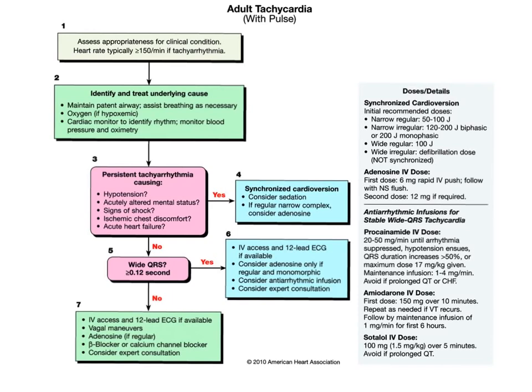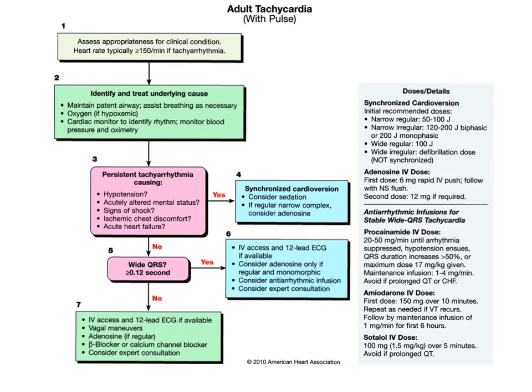Then adenosine is not an option if it's not regular, or if it is a wide complex. Then cardioversion is going to have to be the answer, and in the case of wide and irregular, it's unsynchronized cardioversion, it's defibrillation. So electrical therapy is what we're going to use for these very unstable patients, with the one exception of the narrow complex rhythm where adenosine would be an option.